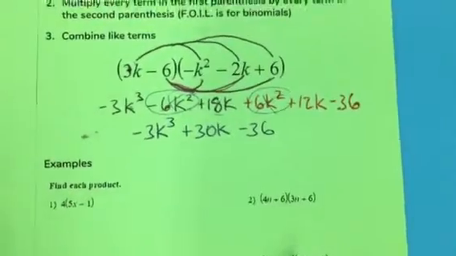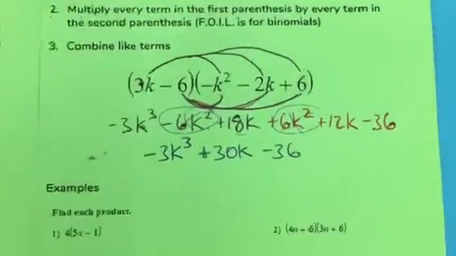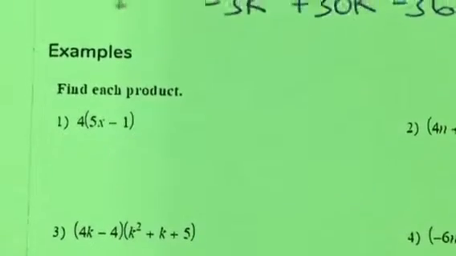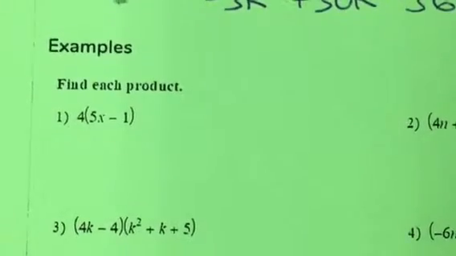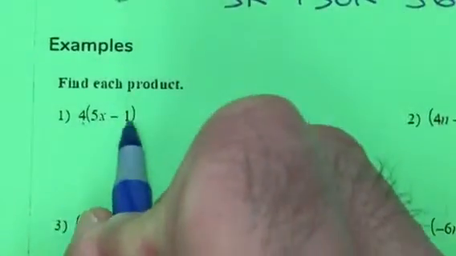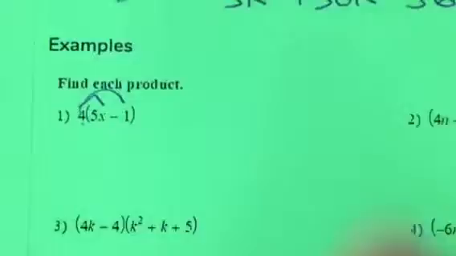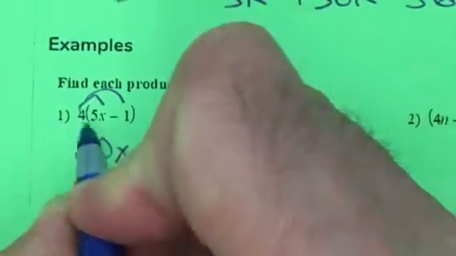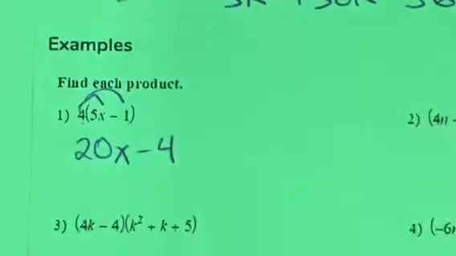We can practice some of these other ones. I'll zoom in so you can see better. For example, here, you only have 1 term times 2 terms, so you're going to just distribute twice. 4 times 5, 20x, 4 times negative 1, negative 4. That's all you got to do. Done.